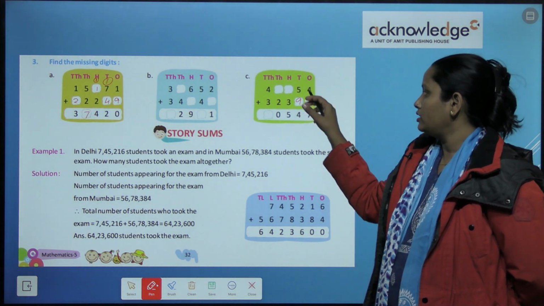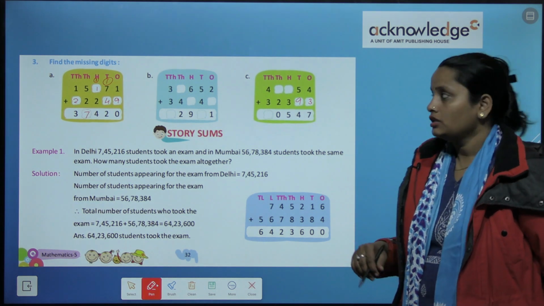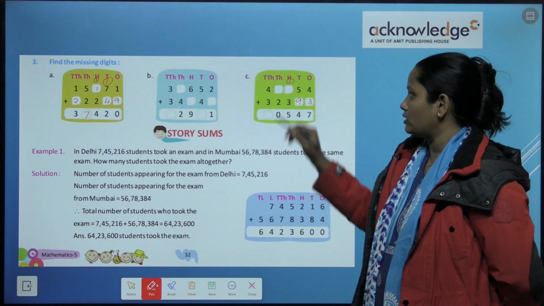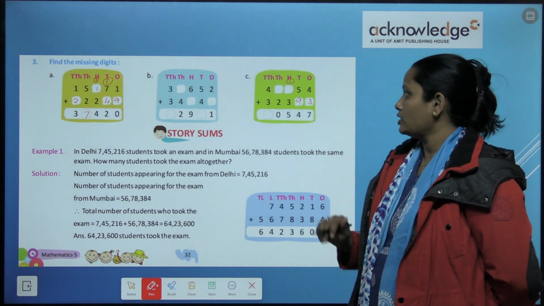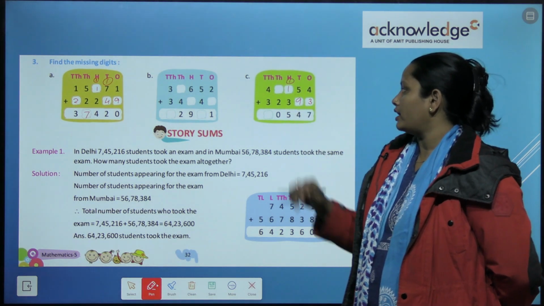Now let's add 9 plus 5. It's 14. Now for 14, we carry 1. So 3 plus 1 is 4, and what do we need? 5. So we add 1. So it becomes 3 4 5.